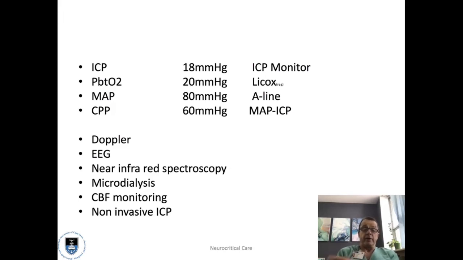However, there are variations with individuals. For example, if the cerebral perfusion pressure is 56, but the final common pathway, the partial tissue oxygen pressure, is normal, we will not try to push the CPP above 60 because we know the tissue oxygen is adequate.